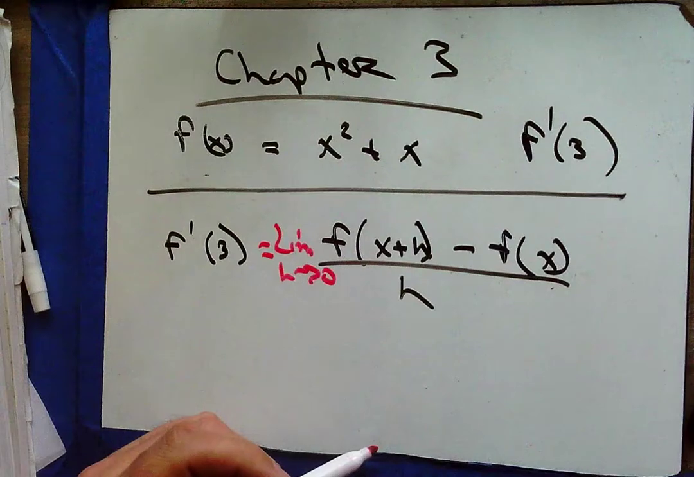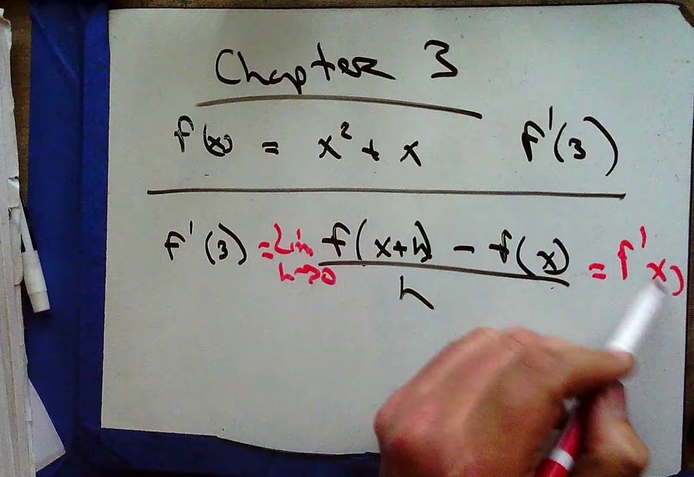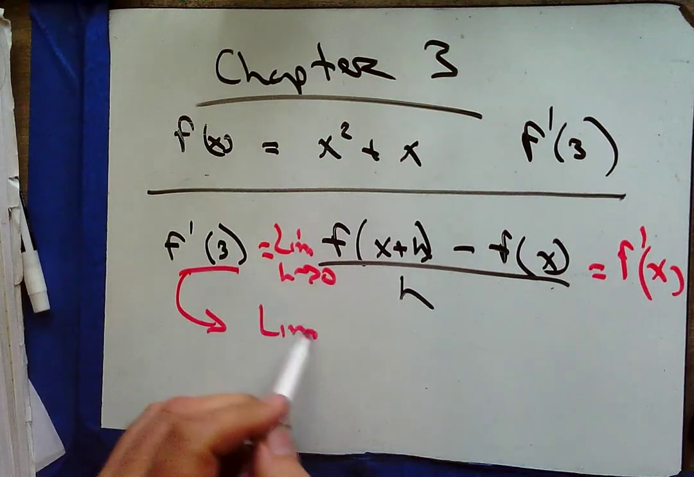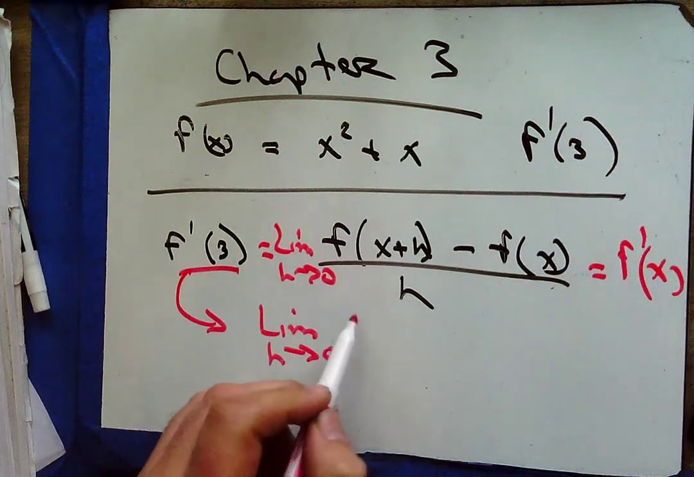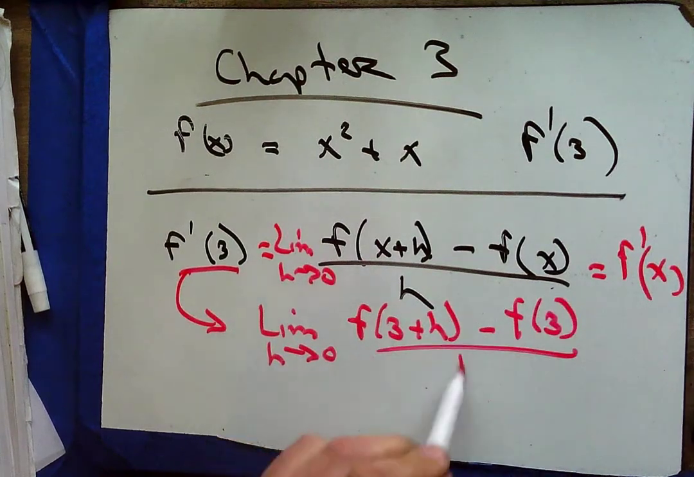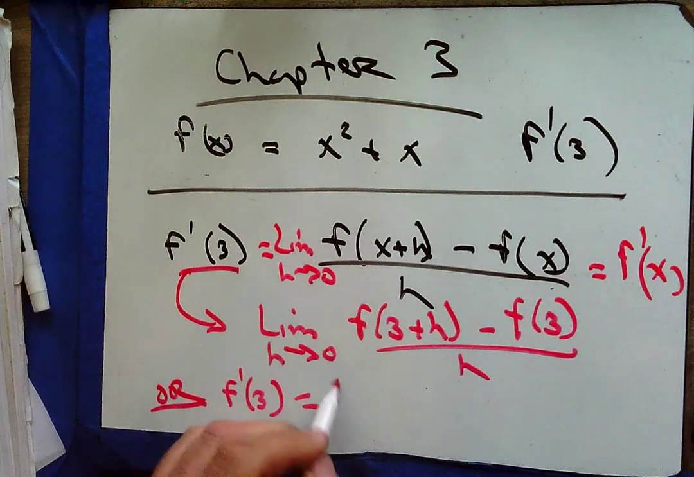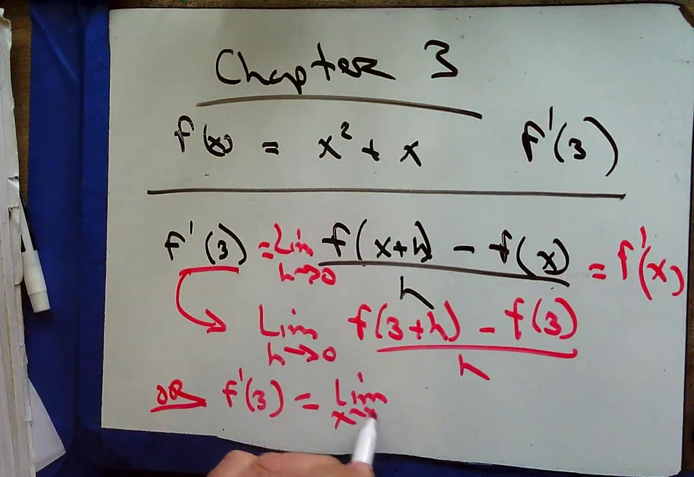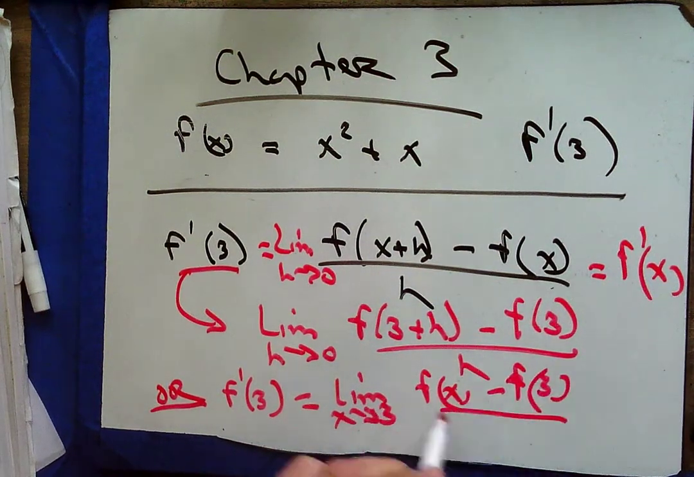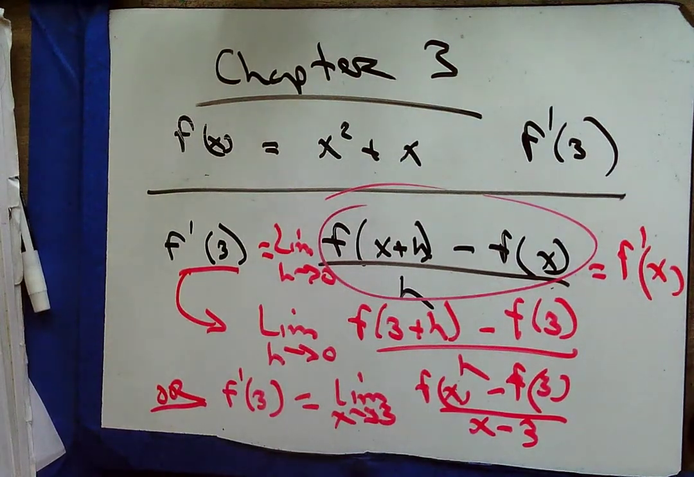But wait, there's more that's wrong with this. This finds f prime of x, not f prime of 3. If you want to do f prime of 3, then you'd need either the limit as h heads to 0 of f of 3 plus h minus f of 3 over h, or you could say f prime of 3 was equal to the limit as x approaches 3 of f of x minus f of 3 over x minus 3.